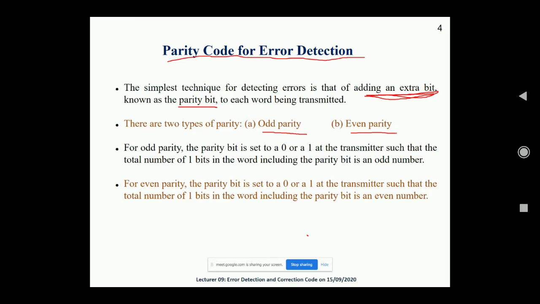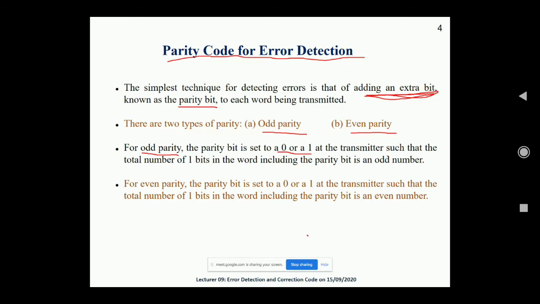What are the priority codes? We are classified by two groups. One is called odd parity, and one is called even parity. Now, what is odd parity? You just read this particular statement. The parity bit is set to a 0 or 1. It does not matter for us, it is 0 or 1. But how can we add the 0 and 1?